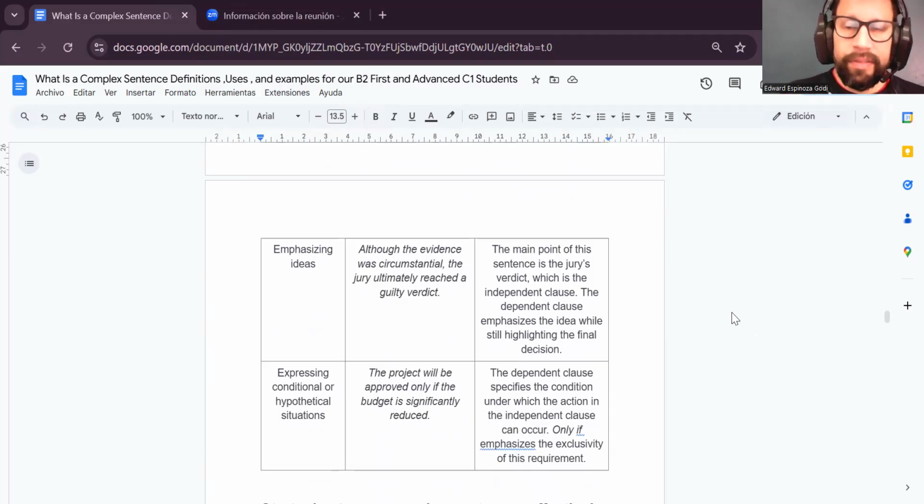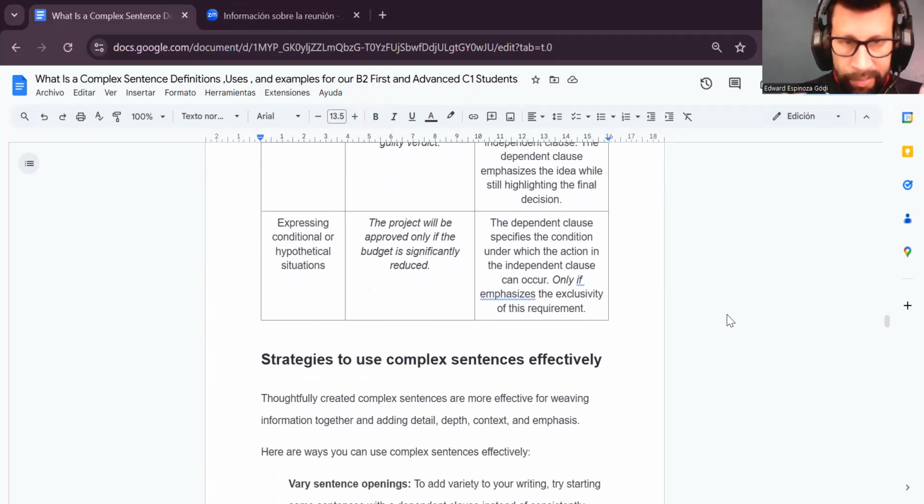Emphasizing ideas. Here's our example. Although the evidence was circumstantial, the jury ultimately reached a guilty verdict. So, what's going on over here, my dear students? The main point of this sentence is the jury's verdict, which is the independent clause. The dependent clause emphasizes the idea while still highlighting the final decision.